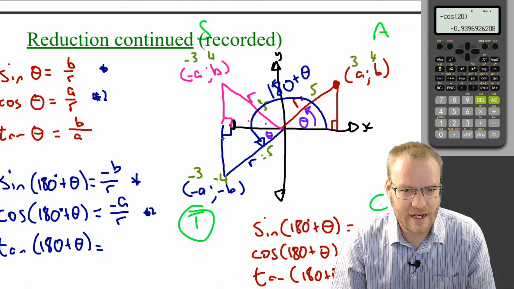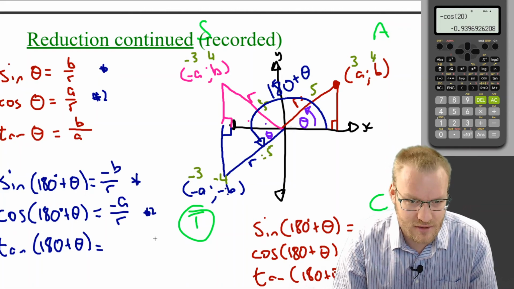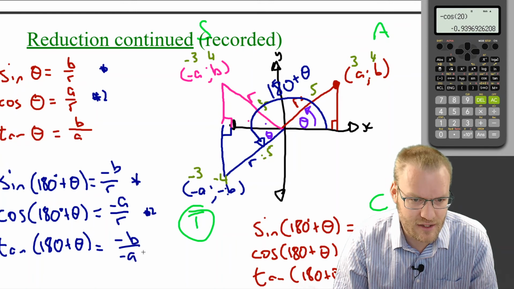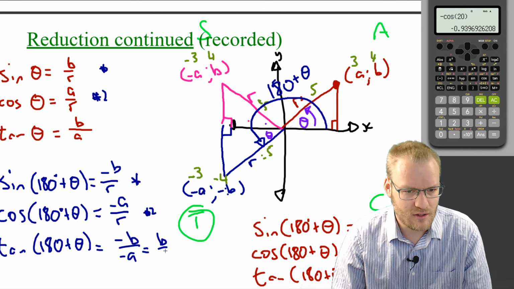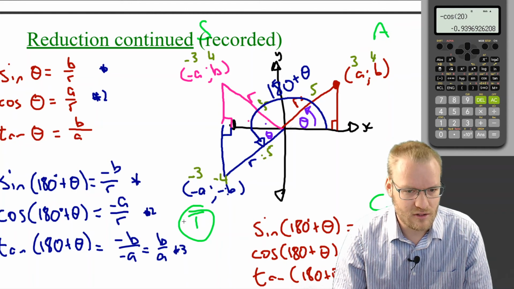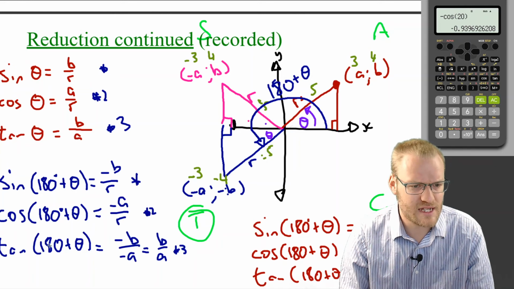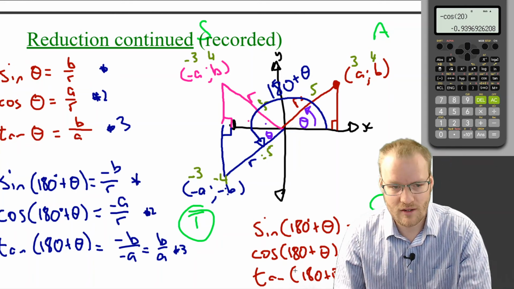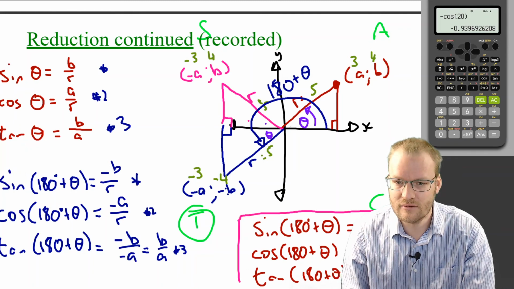Tan is y over x, opposite over adjacent. So the y value is negative b. The x value is negative a. Oh, negative divided by negative, positive, b over a. So in our third star, aren't these just the same? So isn't tan of 180 plus an angle just the same as tan of that angle? They're our next set of reduction formulae.